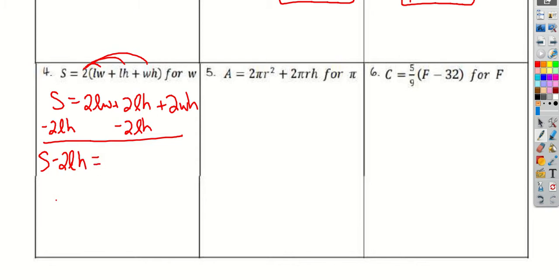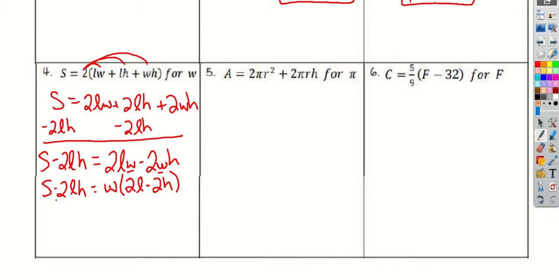All right, that is equal to 2lw minus 2wh. And now I'm going to factor that w that's in both of these terms out. So this side is going to stay the same, and then I bring the w out. I'm basically dividing by w, so the w is going to leave both terms.